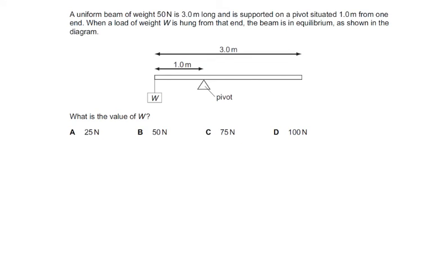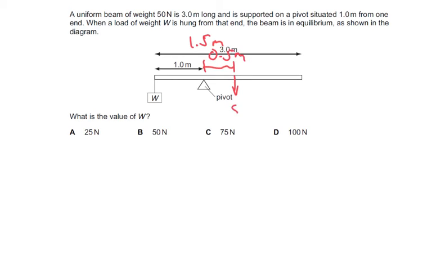A uniform beam of weight 50 newtons is 3 meters long and is supported by a pivot situated 1 meter from one end with a load of weight W hung from that end. The beam is in equilibrium as shown in the diagram. So because it's in equilibrium, we know that the clockwise and anti-clockwise moments are equal. Now the centre of mass of this beam is going to be halfway along, which is going to be at the 1.5 meter mark. That means that distance from there to there is 0.5 meters.